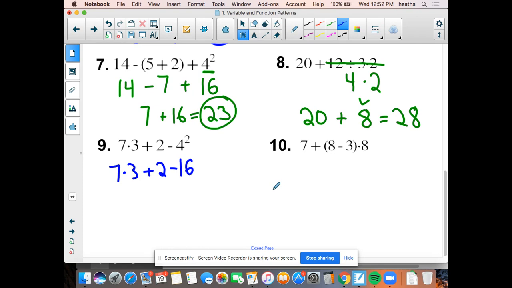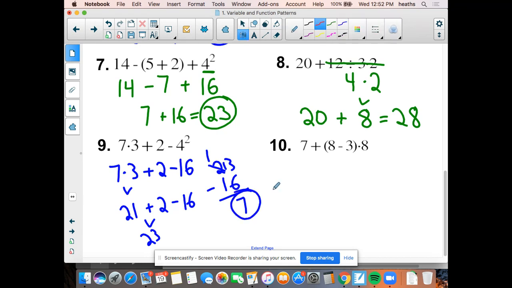We have multiplication, addition, and subtraction. We know that in our order of operations, multiplication comes first. 7 times 3 is 21 plus 2 minus 16. I know 21 plus 2 is 23, but I'm going to write out what 23 minus 16 is, just to make sure I get this answer correct. Okay, I cannot do 3 minus 6, so I need to borrow from the 2. 3 becomes 13. 13 minus 6 is 7. 1 minus 1 is 0, so the final answer is going to be 7.